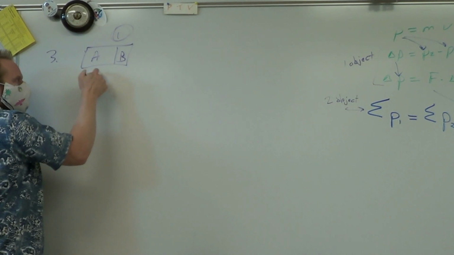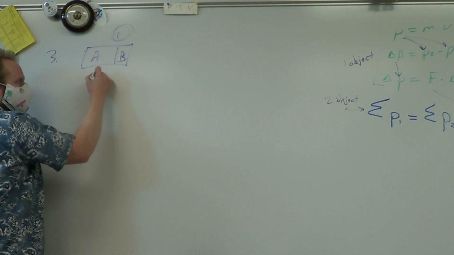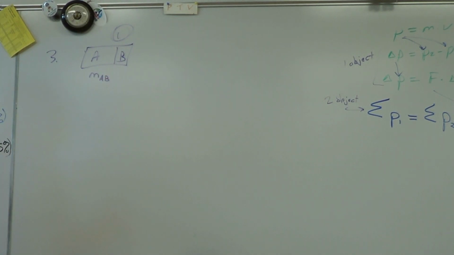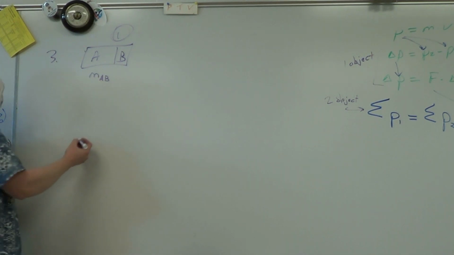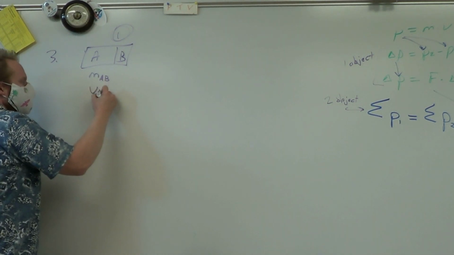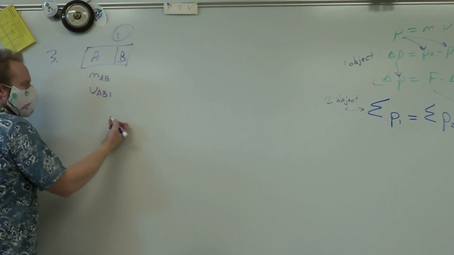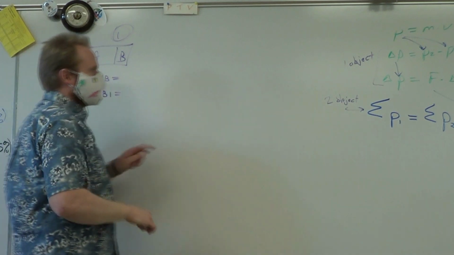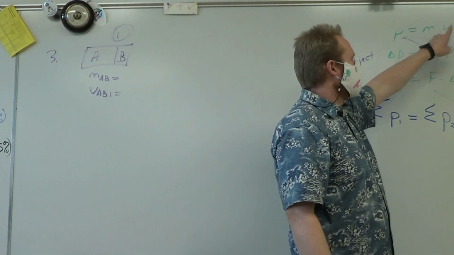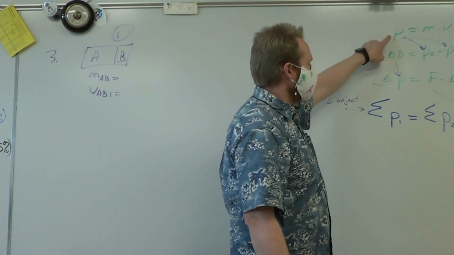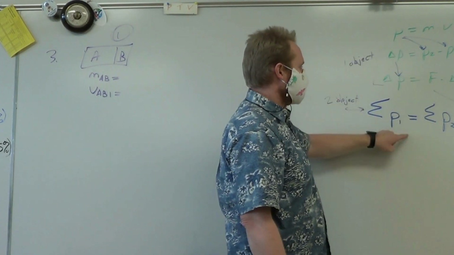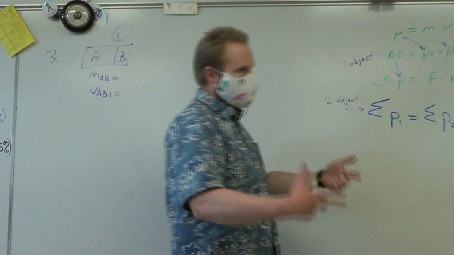So when I talk about the momentum of this object, I need to know the mass of this object, which I just simply call the mass of object AB. Right? It's A and B stuck together, so I call it object AB. And I'm going to need to know the velocity of object AB before she throws the wrench. If I know the mass, and if I know the velocity, I can calculate the momentum. And if I know all of the momentums of all of the objects before the interaction, I can sum up all my momentums before.